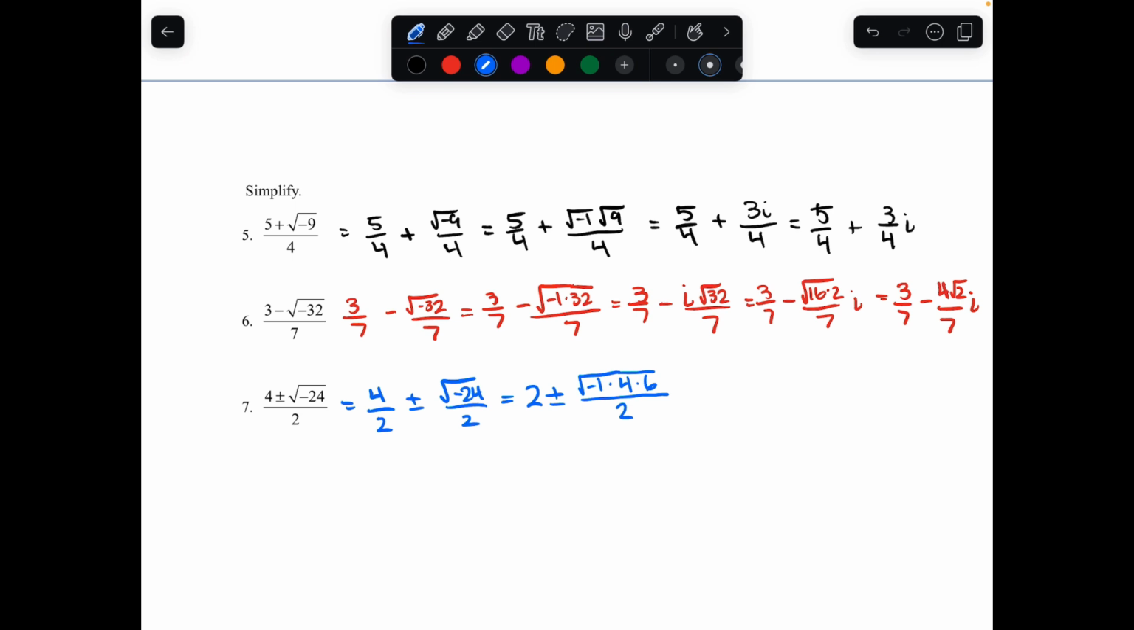So this becomes 2 plus or minus 2 times the square root of 6 divided by 2 and then times I. But we have a 2 in the numerator and in the denominator, so those are going to cancel out. And we get a final answer of 2 plus or minus I times the square root of 6.